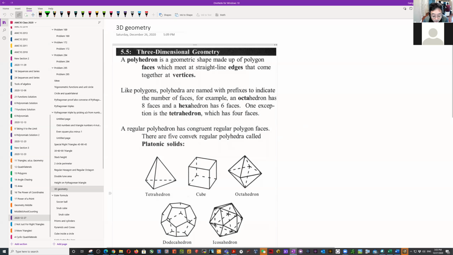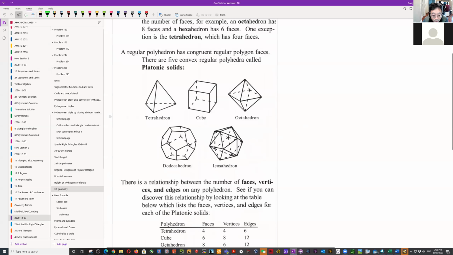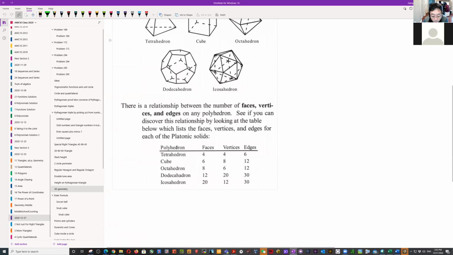And you see altogether there are only 5 platonic solids, regular polyhedrons. They are the tetrahedron, cube, octahedron, dodecahedron, and icosahedron. So these have 4 faces, 6 faces, 8 faces, 12 faces, and 20 faces. You are able to list the number of faces, number of vertices, and number of edges. They follow a formula called the Euler formula.